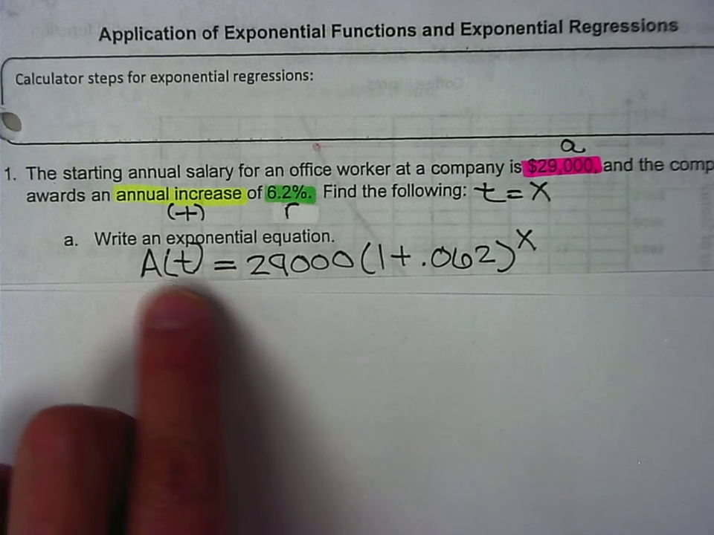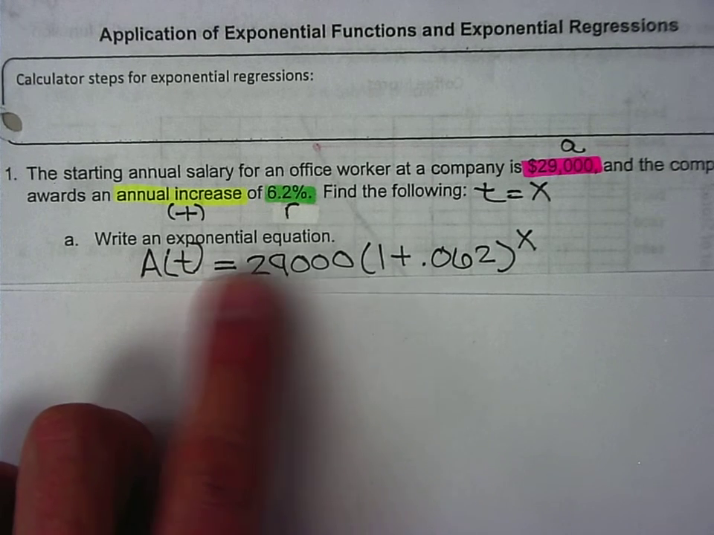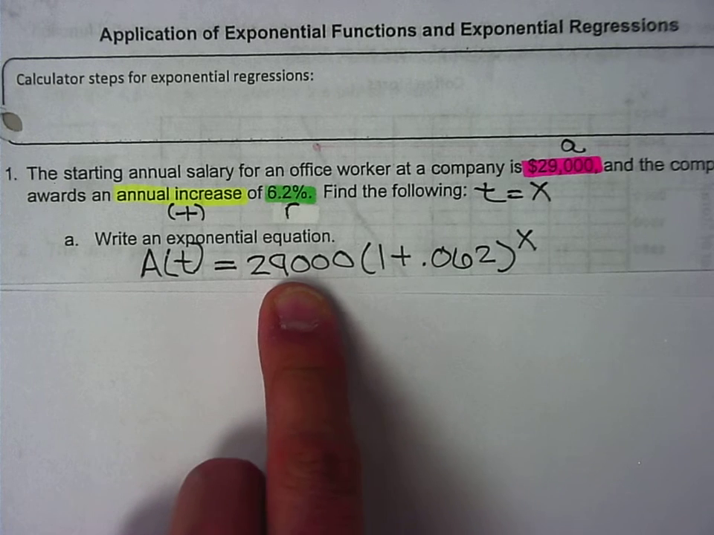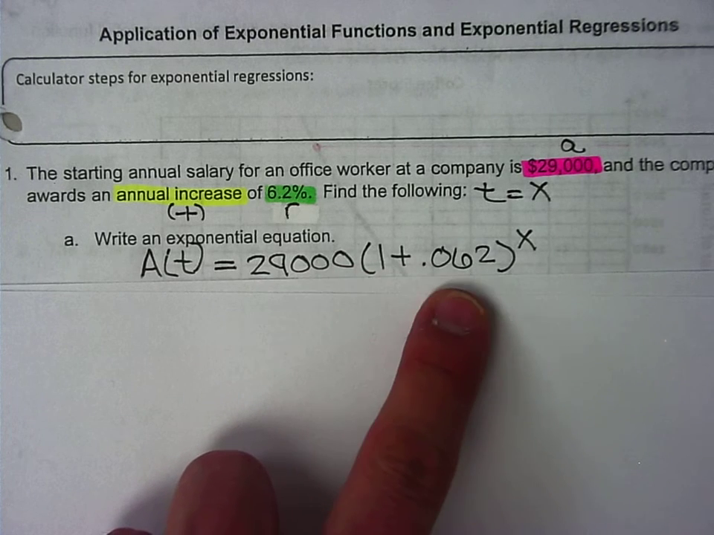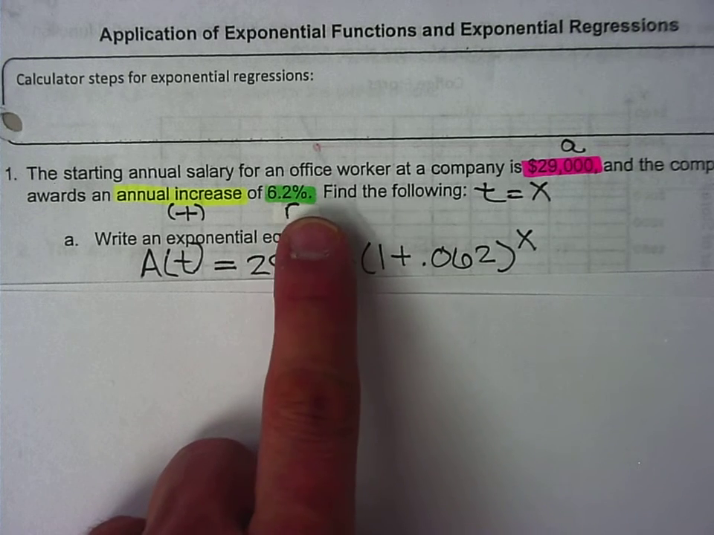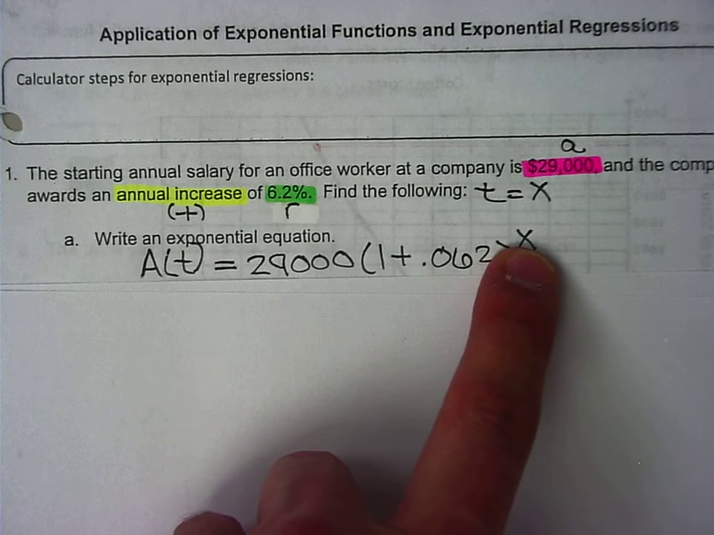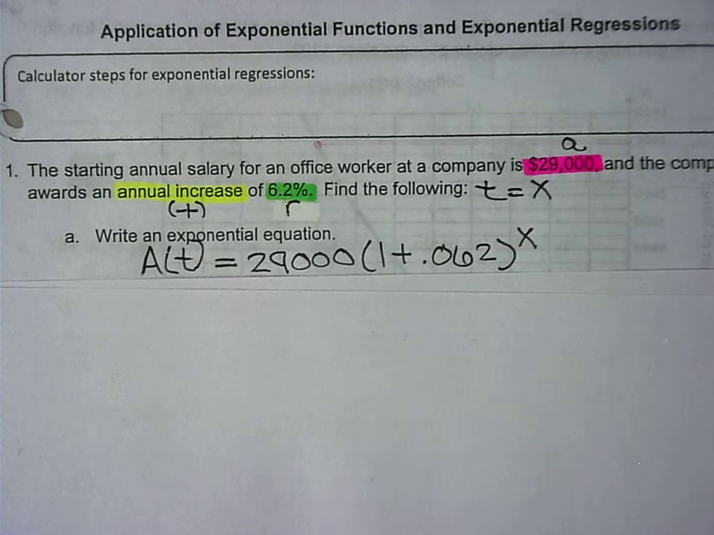The amount that we're going to make total is based on our initial amount, $29,000, times 1 plus 0.062, which is our rate as a decimal, to the x power. We use x because this scenario does not give us an official time that they want us to check for. It doesn't tell us an exact number of years, 1, 2, 3, or whatever. So here's our general equation.